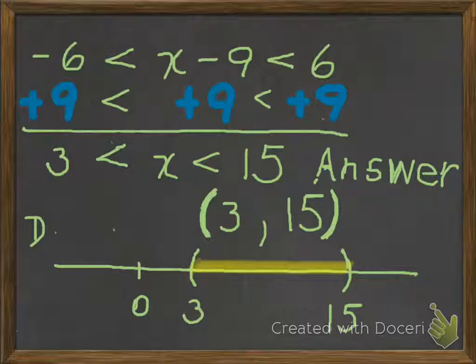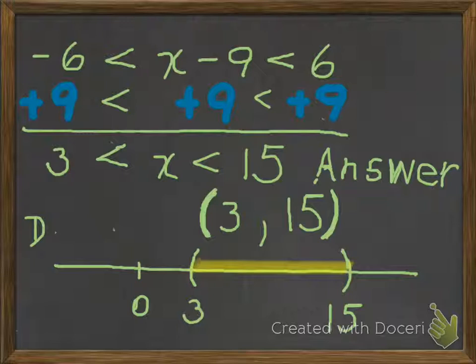If we put that in interval notation, we use the rounded parentheses for the less than symbol and the greater than symbol, as opposed to the square brackets for less than or equal to and greater than or equal to. So this is interval notation.